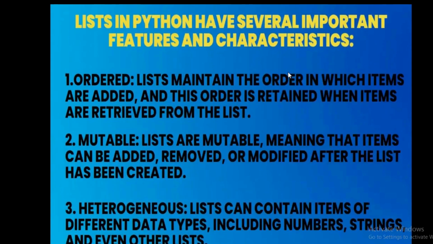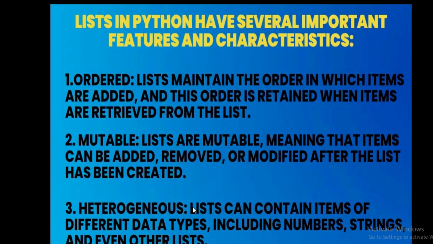Now let us try to understand the important features and characteristics of a list. First is ordered. That means the order in which the item or element is added is the same order when you retrieve the list element. The order will be same. Second thing is mutable. The list is mutable. That means any item can be changed or removed or added.